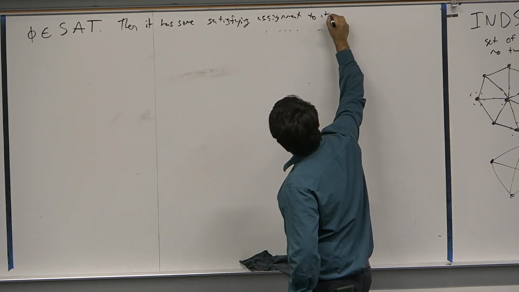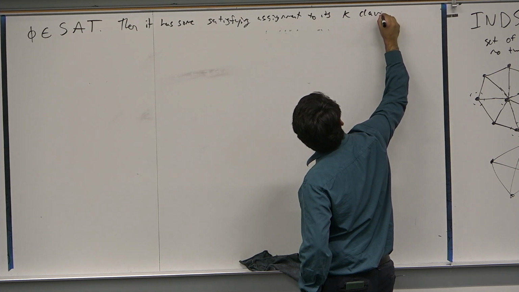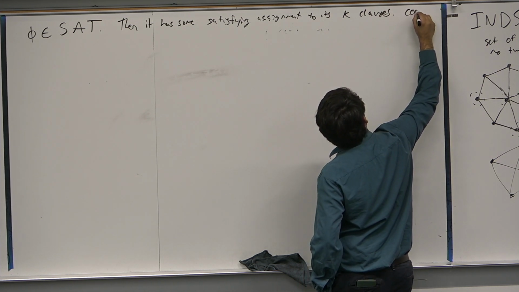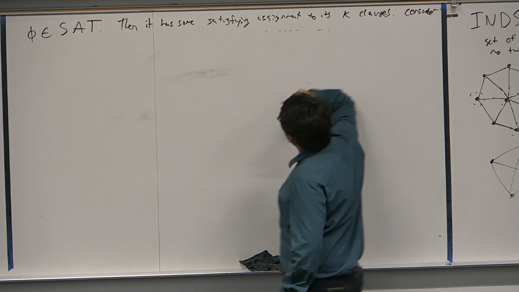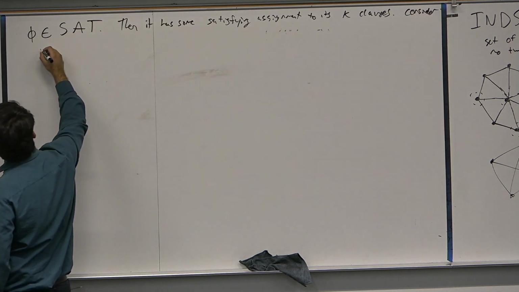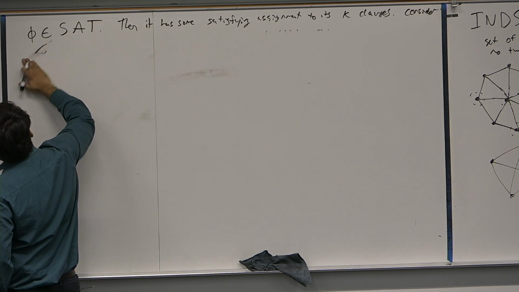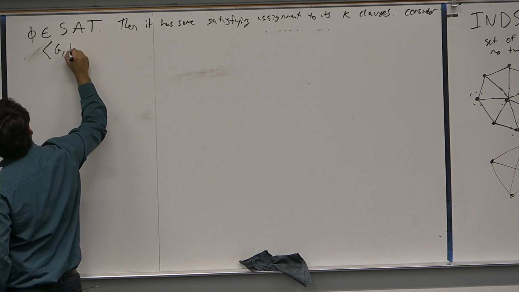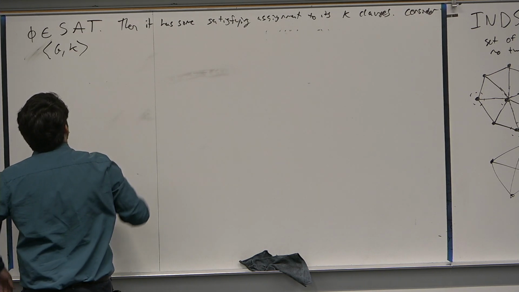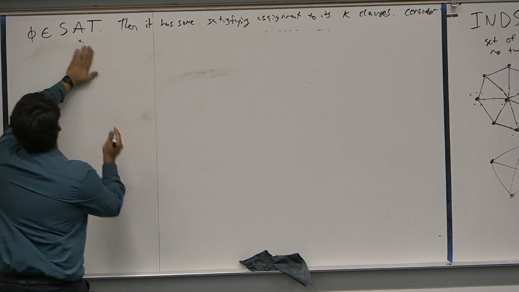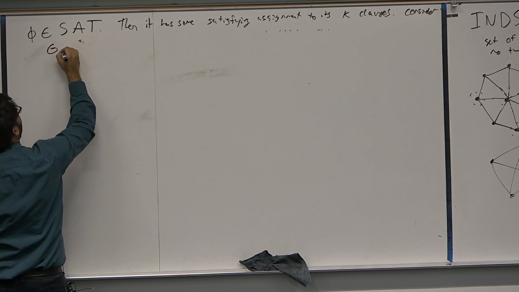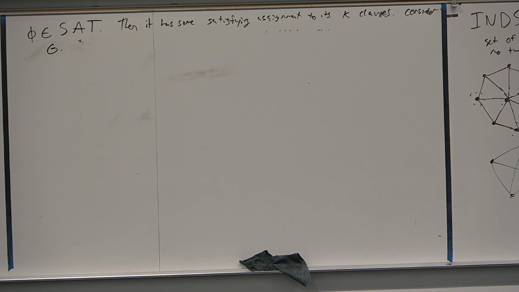To its K clauses. Consider (G, K), the output of the reduction. Well, first consider G. We've actually kind of said the reduction out loud already. Let's just formalize it. What is the largest independent set in G?